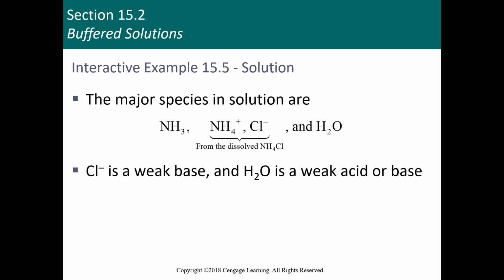So our major species we're concerned with are these right here. There are the NH3, the NH4 plus, and the Cl minus, which are both from the NH4Cl that will dissociate in solution. And of course, every aqueous solution has water, because that's the major species, period. That's the one with the most amount. Now, the Cl minus has negligible basicity. We can ignore that. It's just going to float around and do nothing.